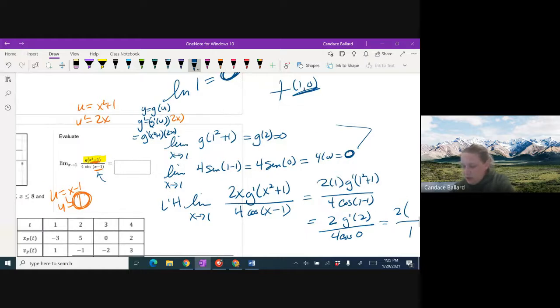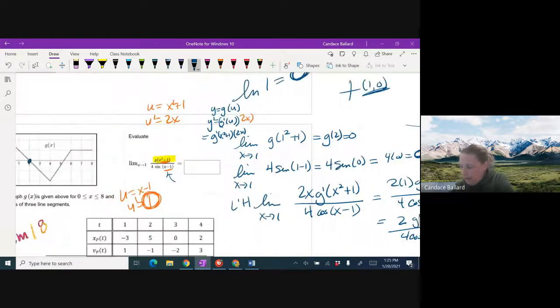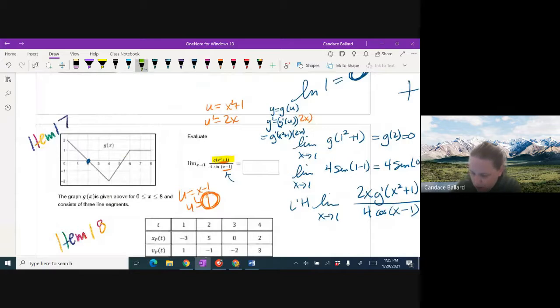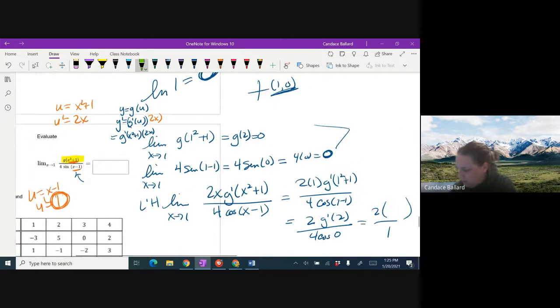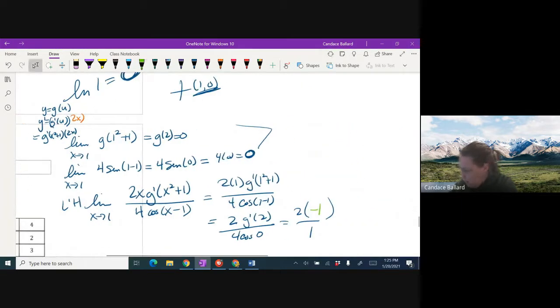All right, nice job. We're going to have to look at the slope at 2. So I'm going to go to 2. I'm going to count the slope. It looks like it's down 1 over 1. So it looks like it's going to be -1. So it appears as though my final answer here is -2.